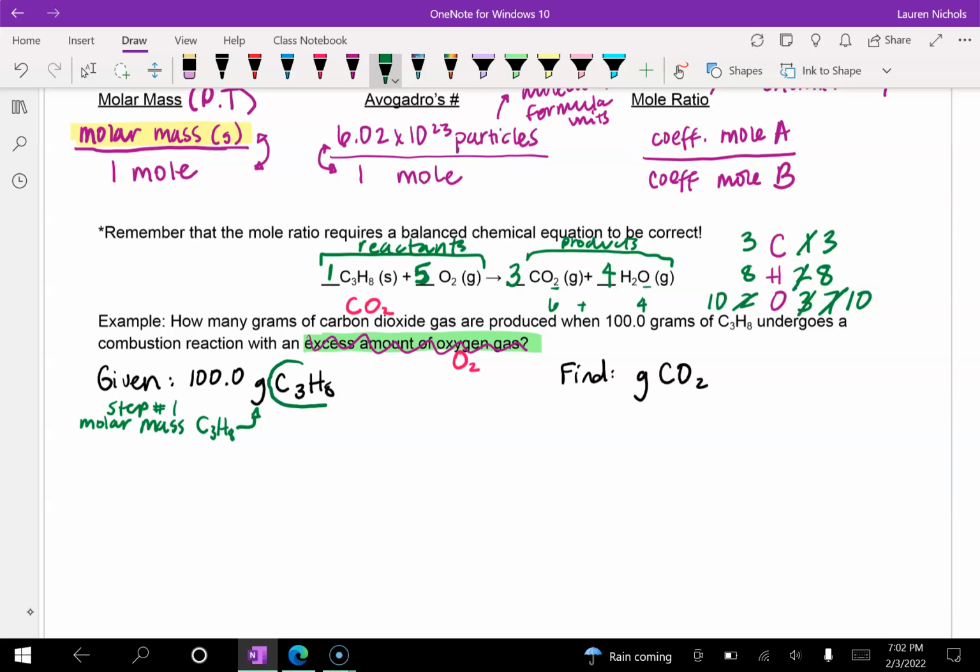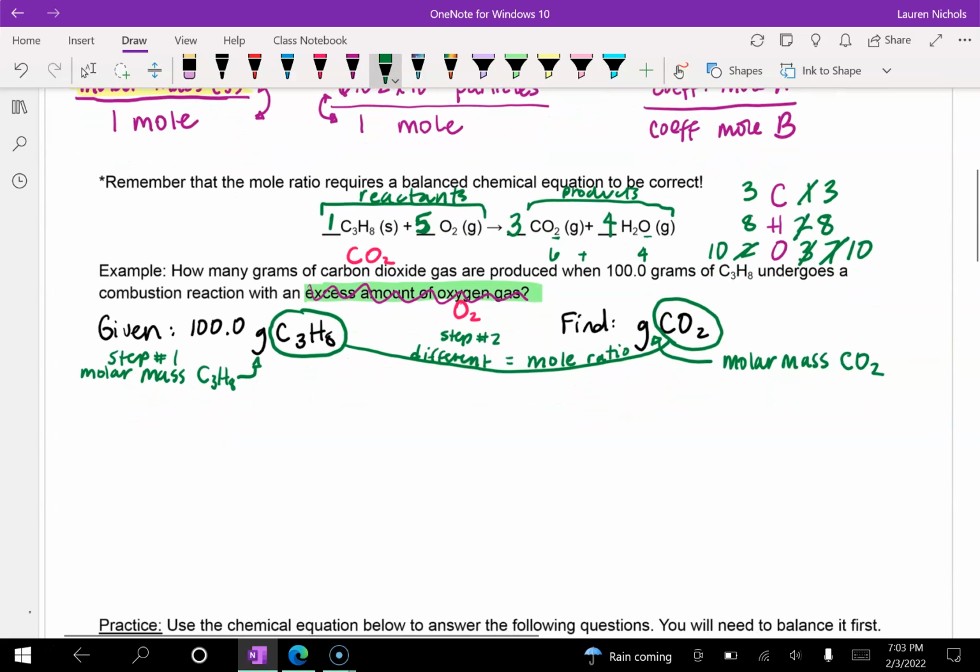And then we see here that we have C3H8 in what we're given, but what we're trying to find is carbon dioxide. And because these are different, we know that step number 2 is going to be using our mole ratio between these two chemicals. And then now that we're on this side, we see that we have grams again. And so grams again tells us we're going to need the molar mass, but instead of the molar mass of C3H8, we're going to need the molar mass of carbon dioxide. So we're going to need 2 different molar masses and a mole ratio. So this is going to be a pretty big problem.